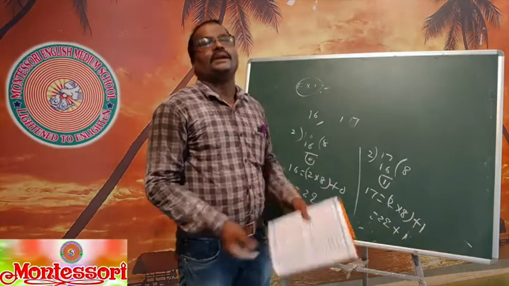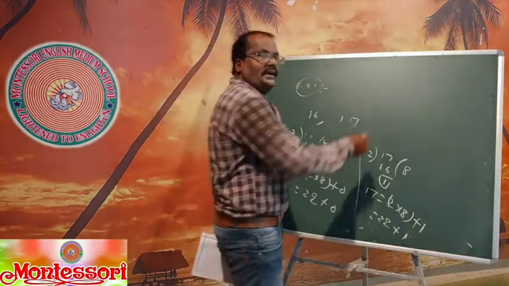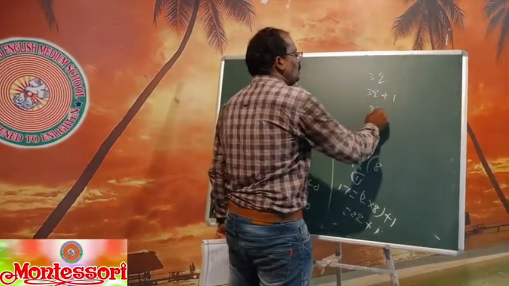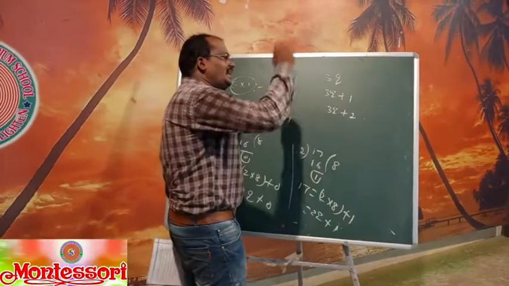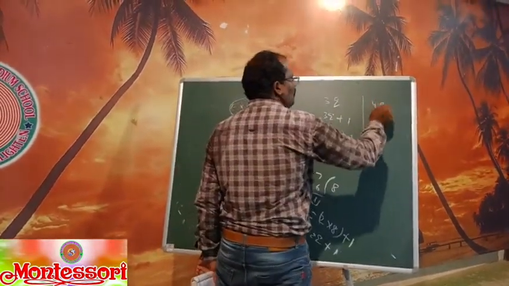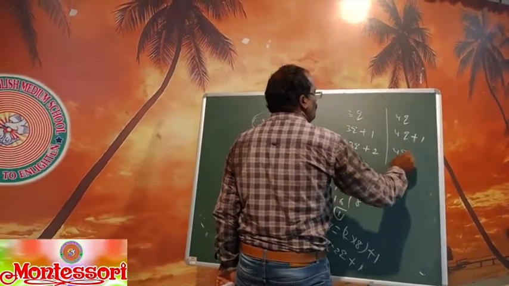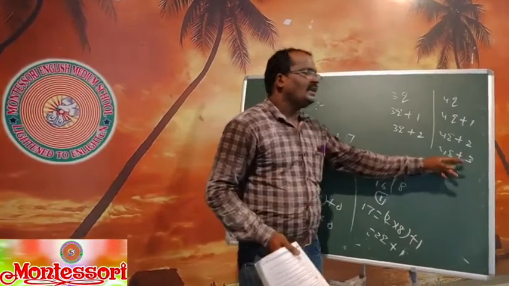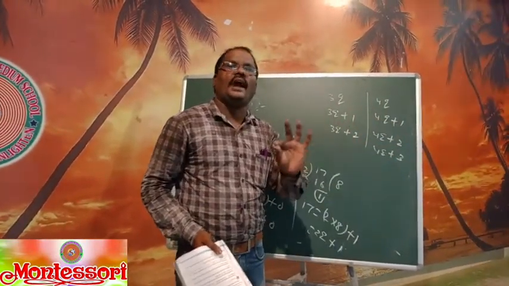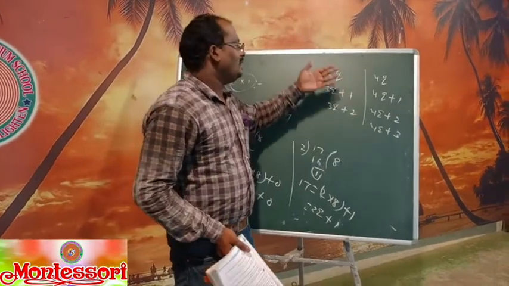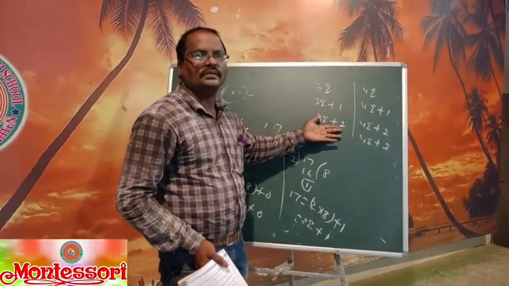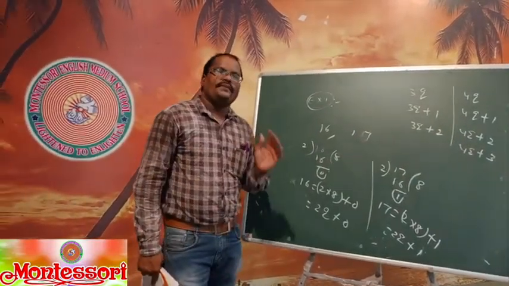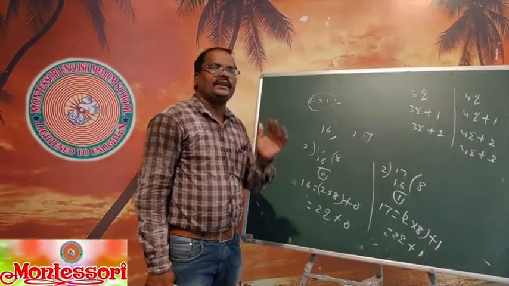Similarly, when divided by 3, you get 3q, 3q plus 1 and 3q plus 2. Divided by 4, 4q, 4q plus 1, 4q plus 2 and 4q plus 3, and you stop. Because the remainder always lies between 0 and the divisor. Here the divisor is 3, that means you stop with 2. For 4, you stop with 3.